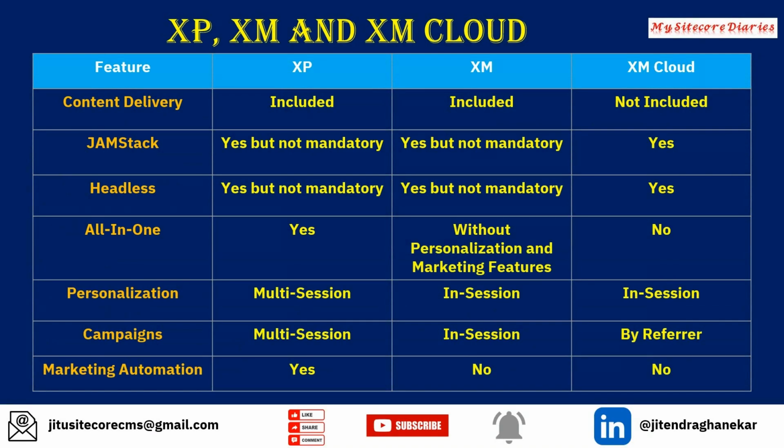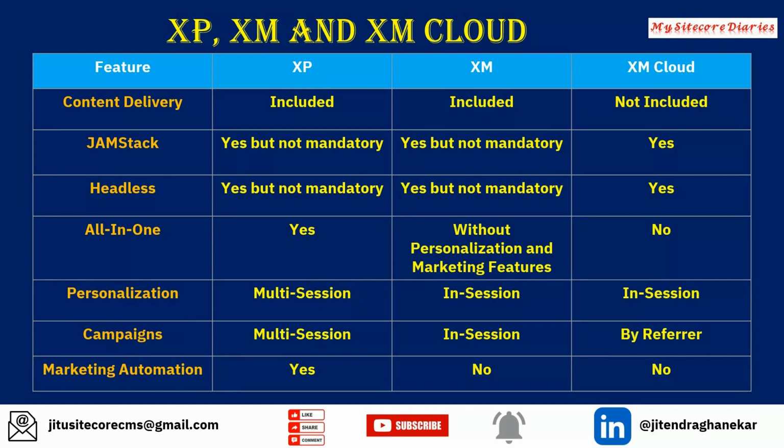If you talk about content delivery, there are no content delivery servers in XM Cloud. We do have them in XP and XM. If you want to utilize the Jamstack framework, then XM Cloud is best, and you have to use that. Whereas in XP and XM it is not mandatory. You can use normal MVC also, where you don't want to use Jamstack. Headless we already talked about. All in one, everything within one CMS, that is XP only. XM, we have already discussed the difference between XP and XM.